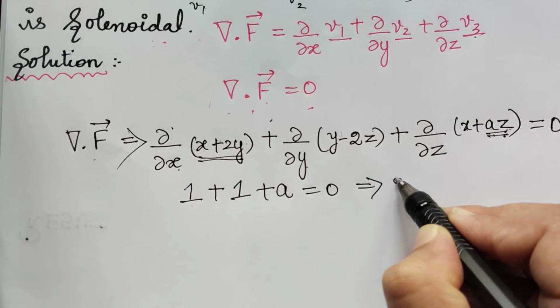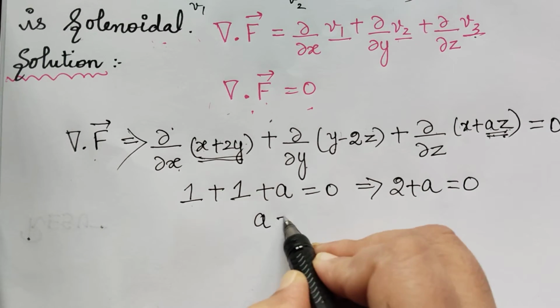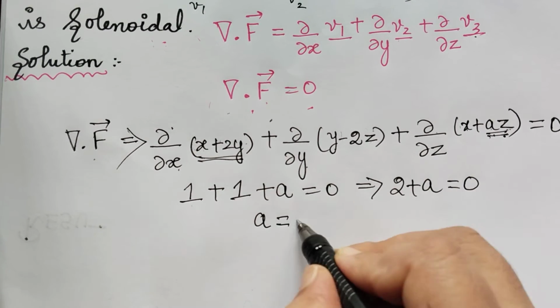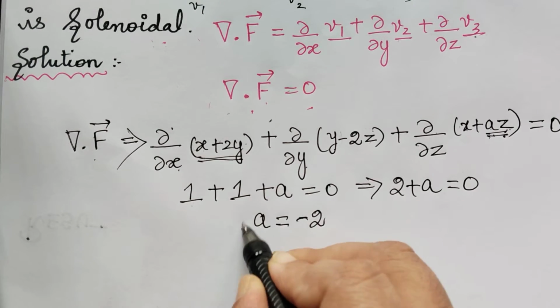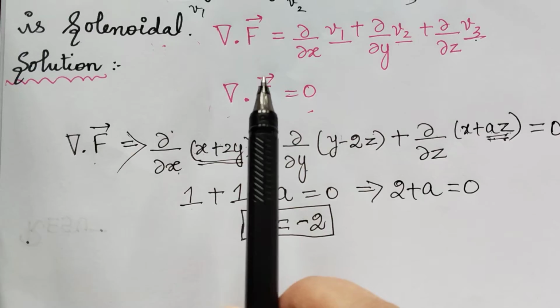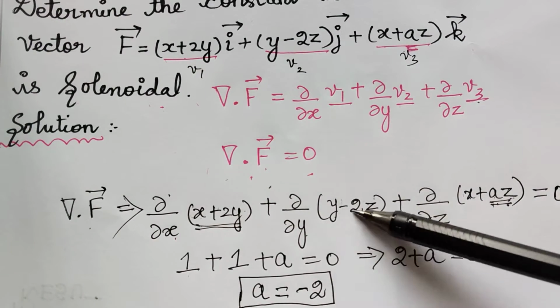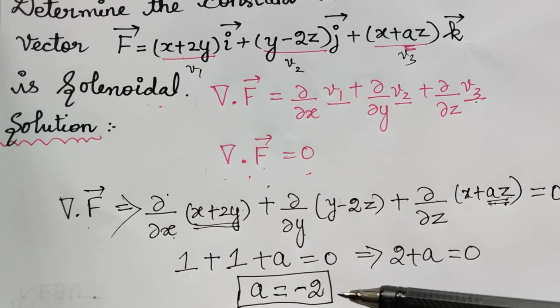So from this we get 2 plus a equal to 0, and therefore the value of the unknown a is equal to negative 2. So therefore we have found the constant a to be equal to negative 2 when the given vector f vector is solenoidal. So this is how we have to do. We shall solve some more problems to understand it better.